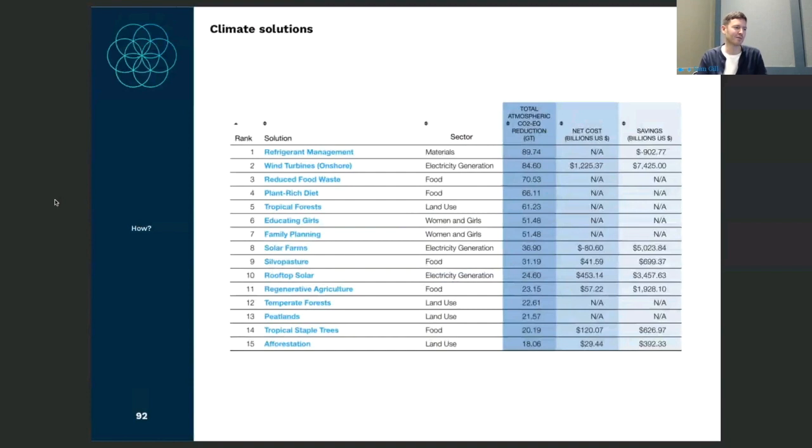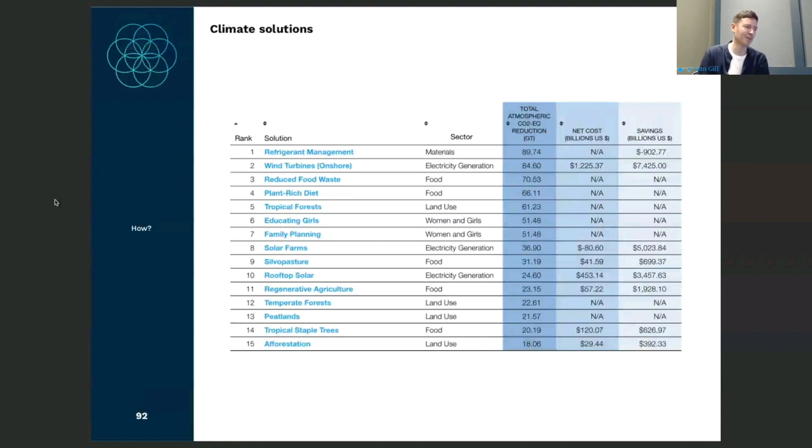There's a very long list. I've just taken a screenshot of the top 15. We see things like refrigeration management, maybe not something that everyone was super familiar with, but it turns out our fridges are full of rather horrible greenhouse gases. I don't actually know what happens to a fridge in this country when we dispose of it, but it could be that it just gets thrown on a pile. So it turns out we could save an awful lot of greenhouse gases if we were to manage those better. Some usual suspects: wind turbines, solar farms.